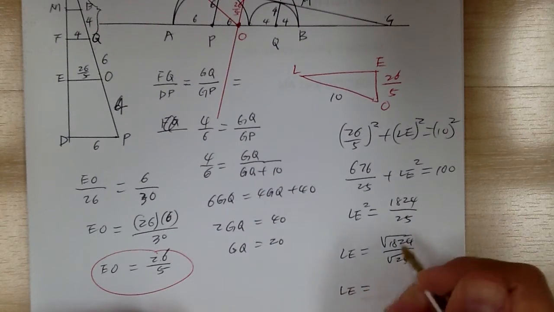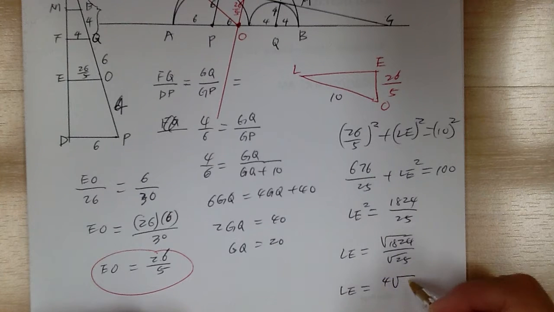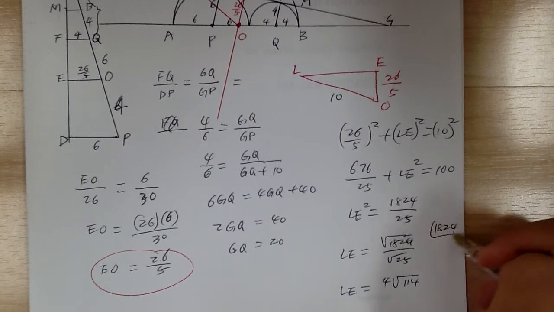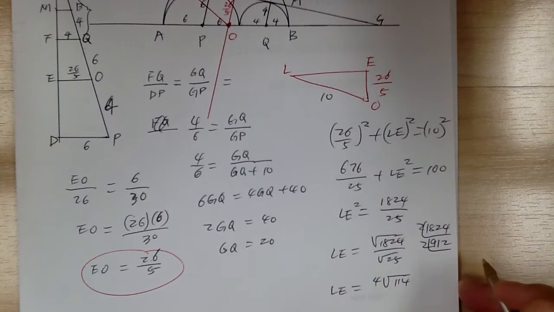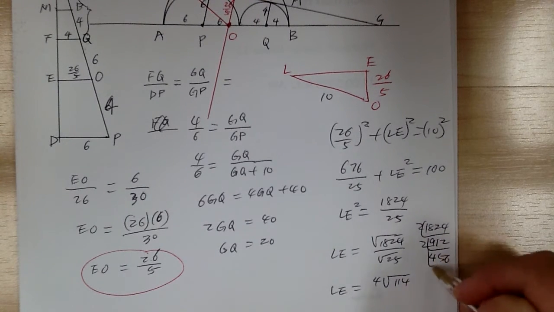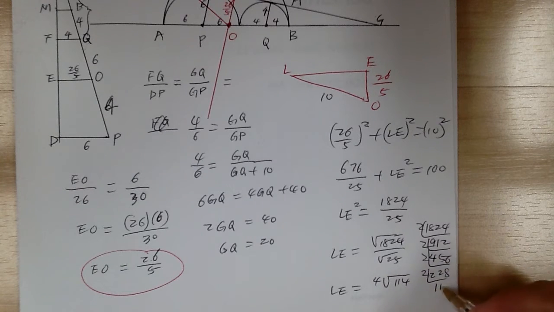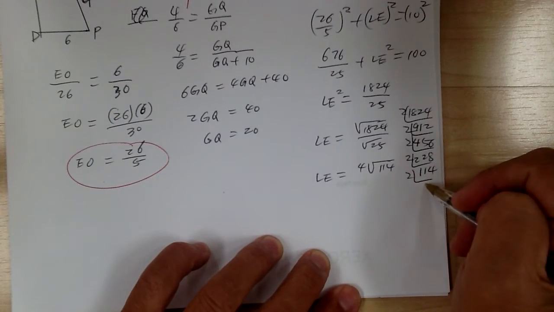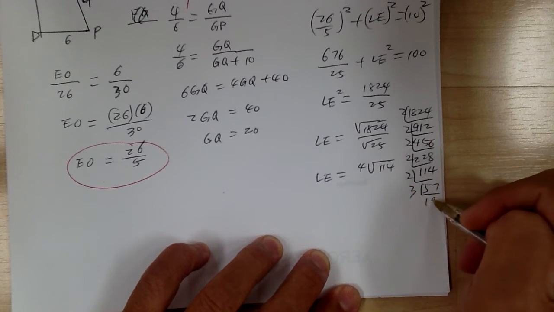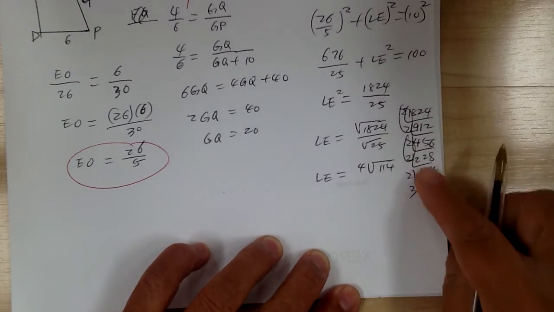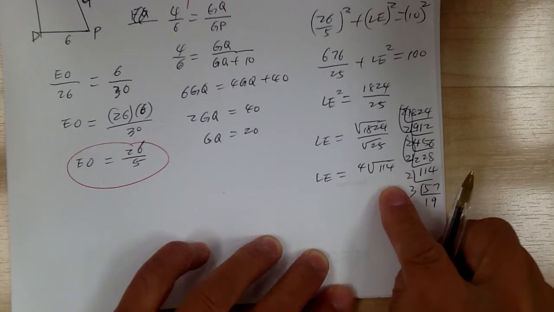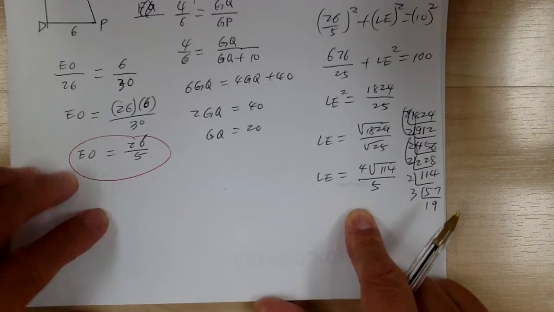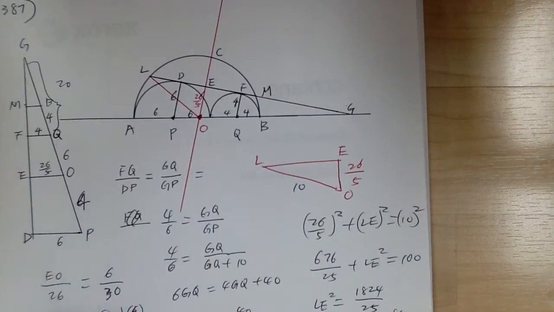So LE will equal 4 square root of 114. You can do this off on the side. Let's do that. 1824 divided by 2, you get 912. Divided by 2, you get 456. Divided by 2, you get 228. Divided by 2, you get 114. From here, if you try to do more, you're going to get 57, 3, 19, so only this thing comes out. So you get 2, 2, so that's 4 square root of 114, over 5.